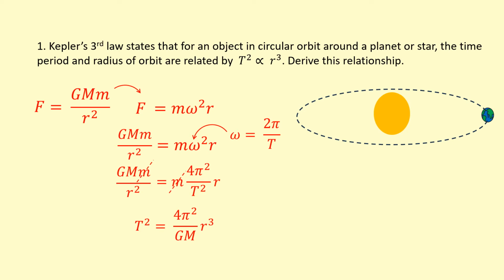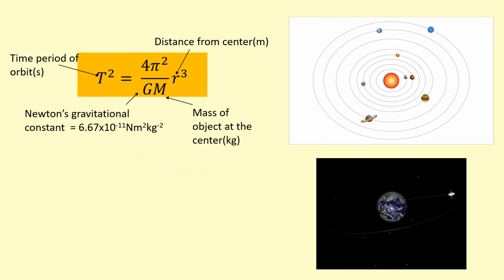T squared is proportional to r cubed, and the constant of proportionality in this case is 4 pi squared over GM. This gives us Kepler's third law, which is very useful when studying a number of objects orbiting around a central object. For example, planets around a star, or satellites around a planet in the middle, or even moons around a planet in the middle as well.